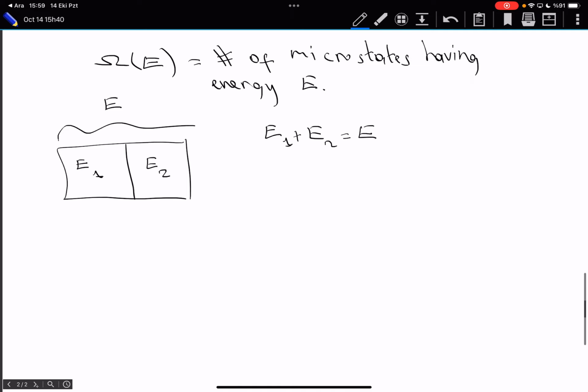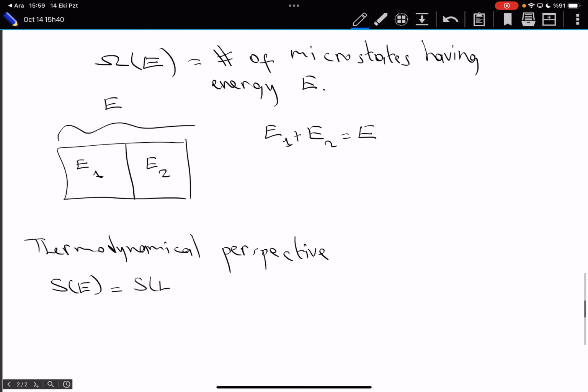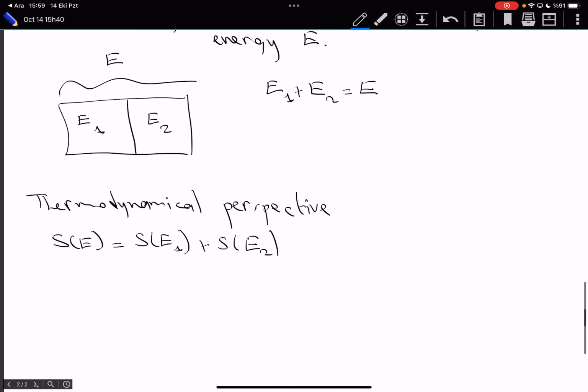So from a thermodynamic perspective, the total entropy of the system will be the entropy of the first subsystem plus the entropy of the second subsystem. We know that in equilibrium, entropy will be maximized. Let's say E1 and E2 can change. The system can exchange energy. The total E is fixed. But let's see how the change in E1. What will that tell us?